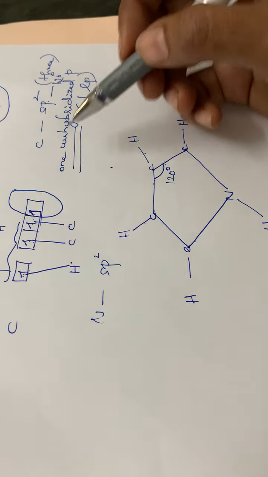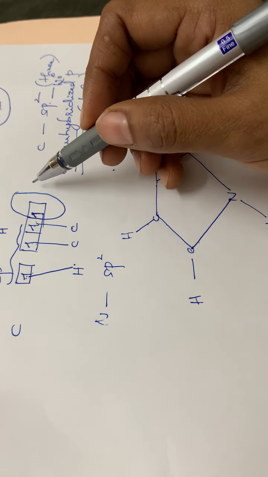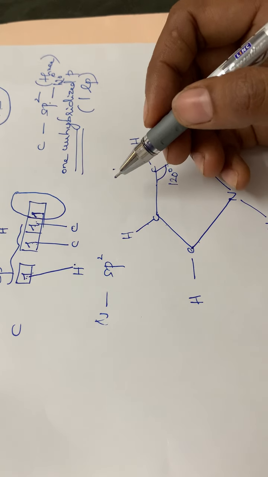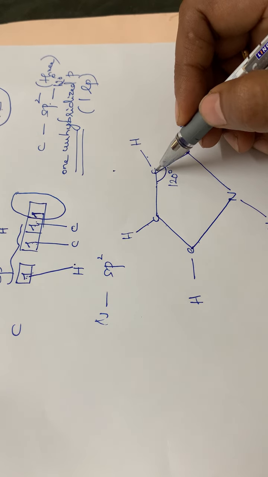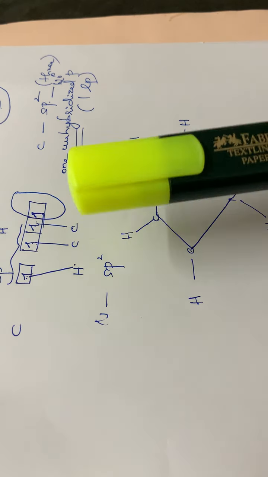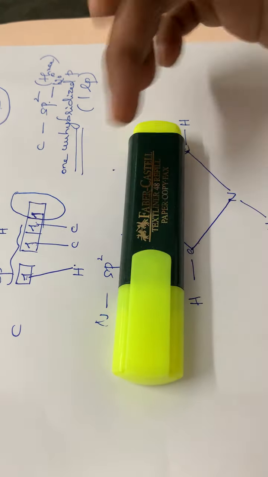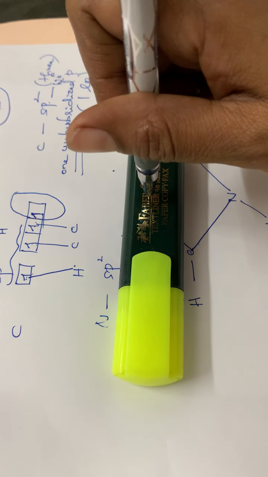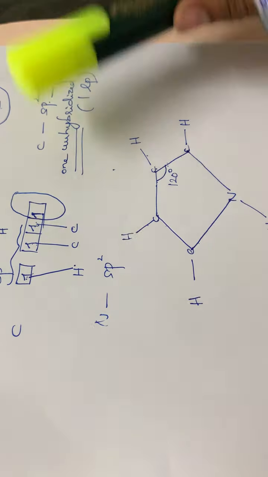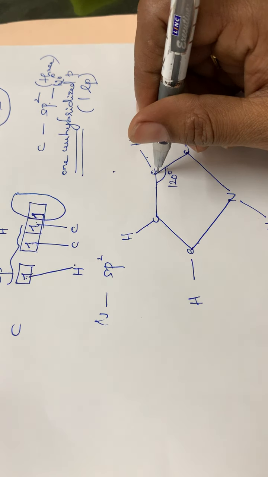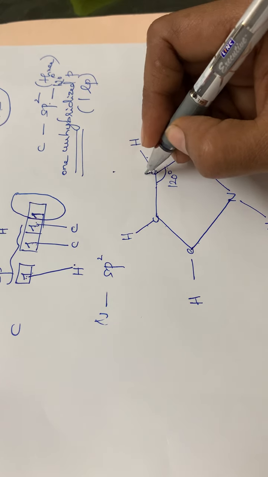Okay. Then there is the remaining one unhybridized p orbital, right? So this unhybridized p orbital will be lying perpendicular to the plane of this ring. That means if this particular ring is like this, what happens? The unhybridized p orbital will be lying perpendicular to the plane of the ring. That means it will be like this. So it will be lying perpendicular to the plane of the ring. That means it will be like this.